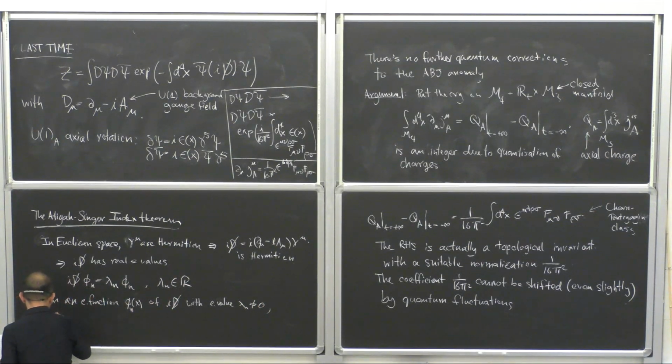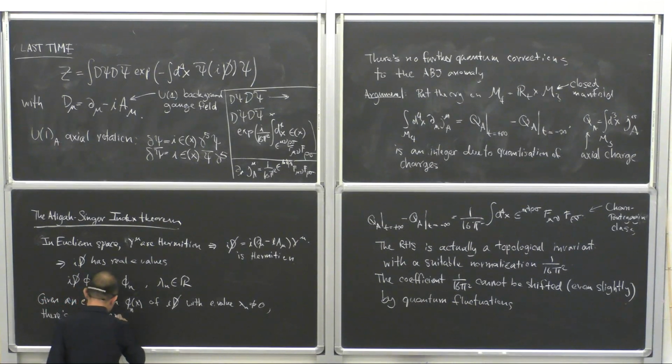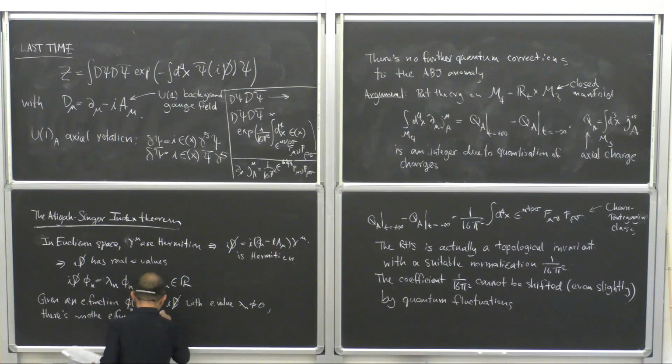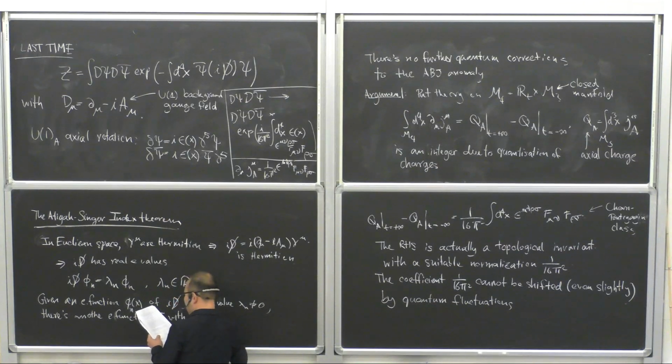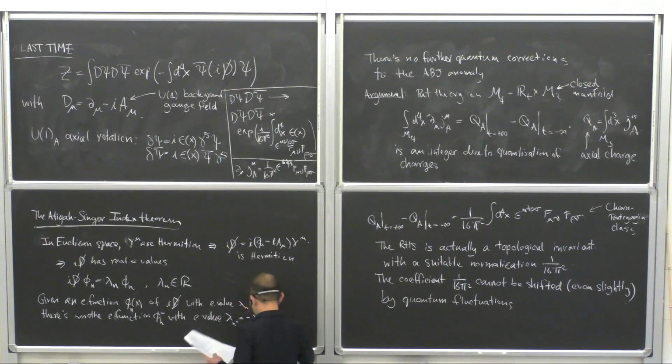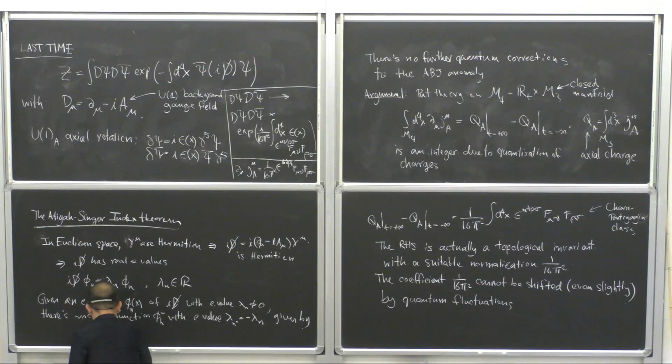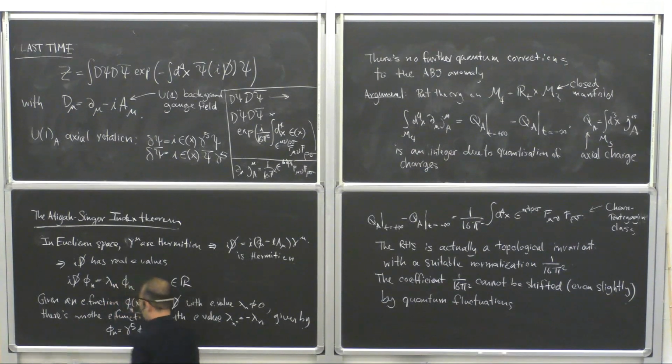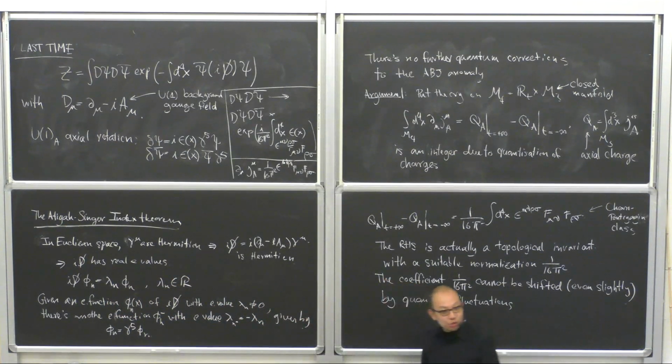there is another eigenfunction phi_n^- with eigenvalue lambda_n^- equal to minus lambda_n, given by phi_n^- equal to gamma 5 phi_n. You might ask why this statement is true.